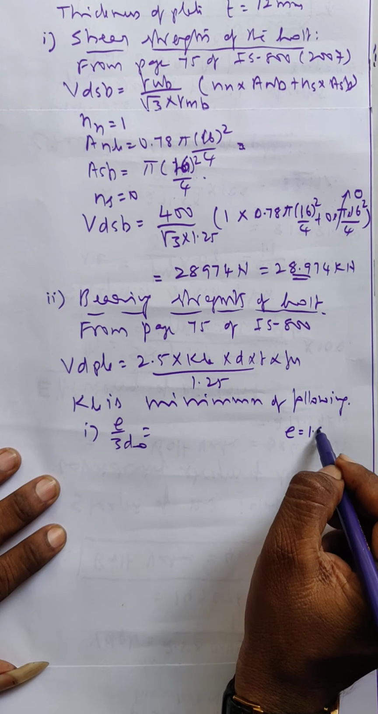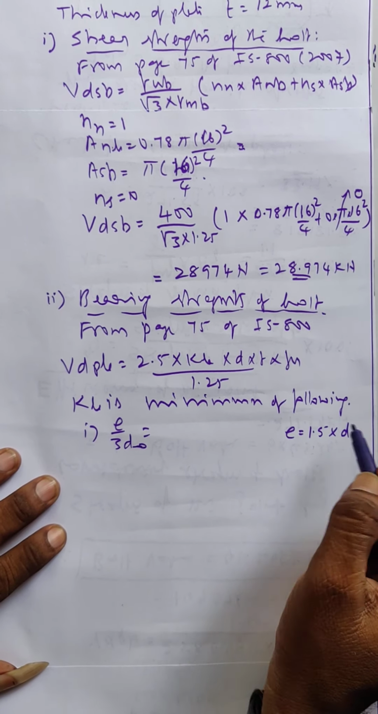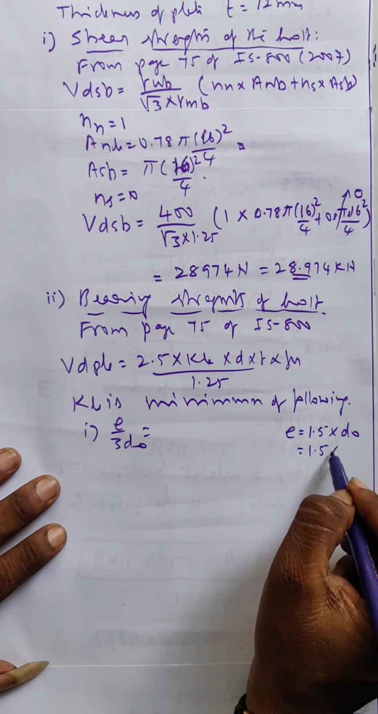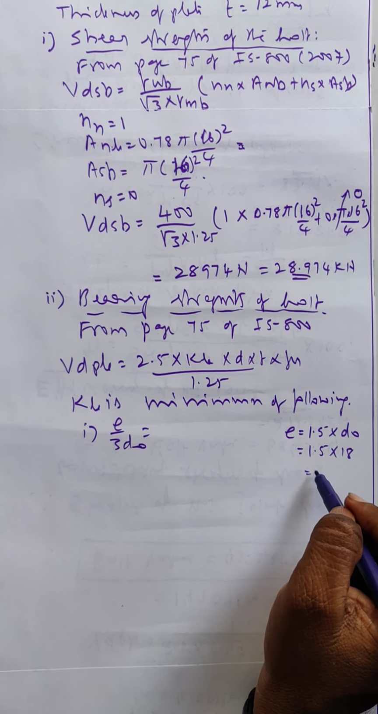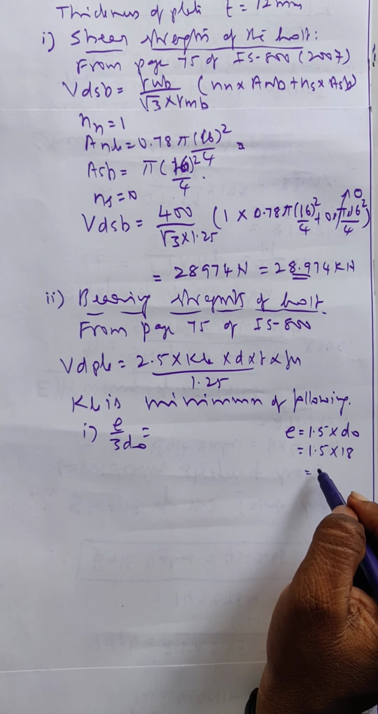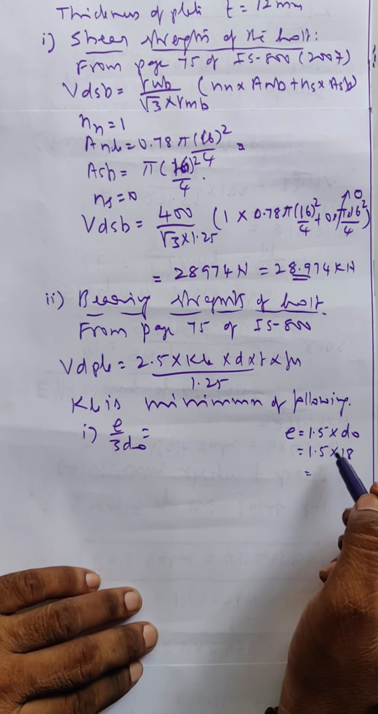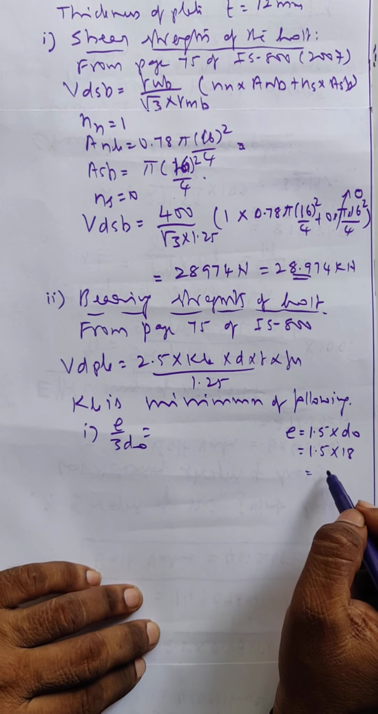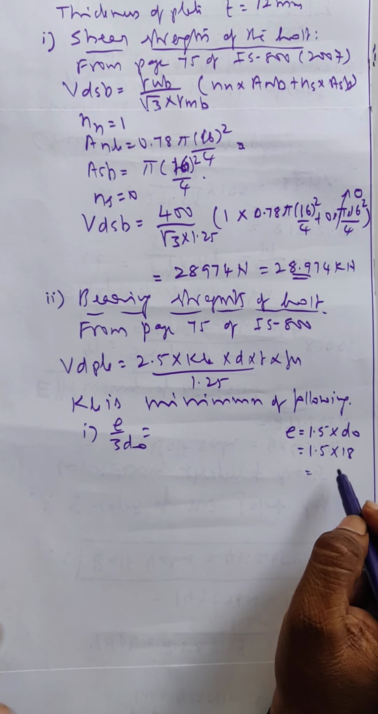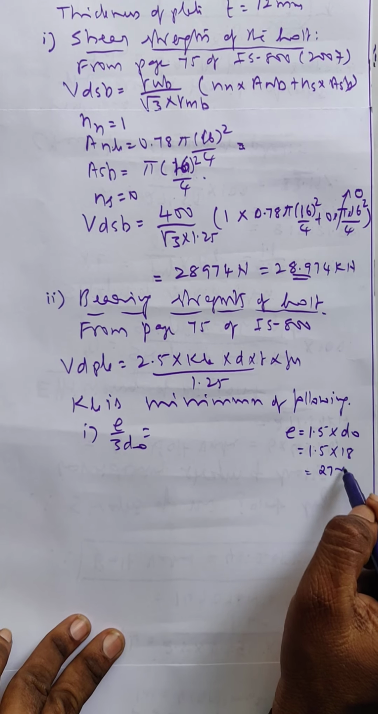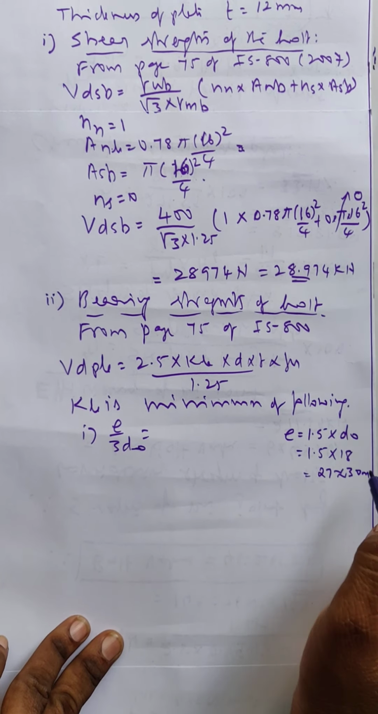Edge distance is 1.5 times the diameter of the bolt hole. It is 1.5 times 18. I am assuming E equal to 30 mm, since 1.5 times 18 comes nearly 27. We will take 30 mm.